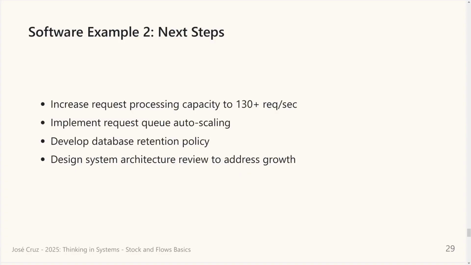Next steps: increase request processing, implement request queue auto-scaling or not, depending again on the money, develop a database rotation policy or archiving policy, design a system architecture review to address growth. This is something that if you are working in a big company, you probably already have one architect or multiple architects. Once in a while they review the architecture and check, based on metrics, if there is something that should be done or not. But that's just good practice about architecture.